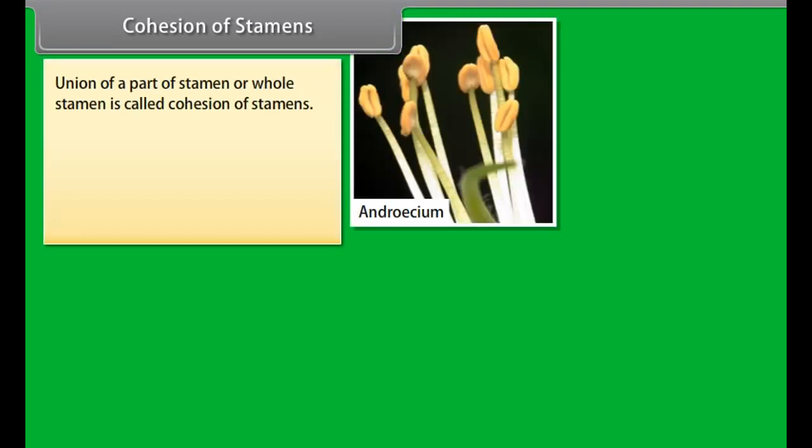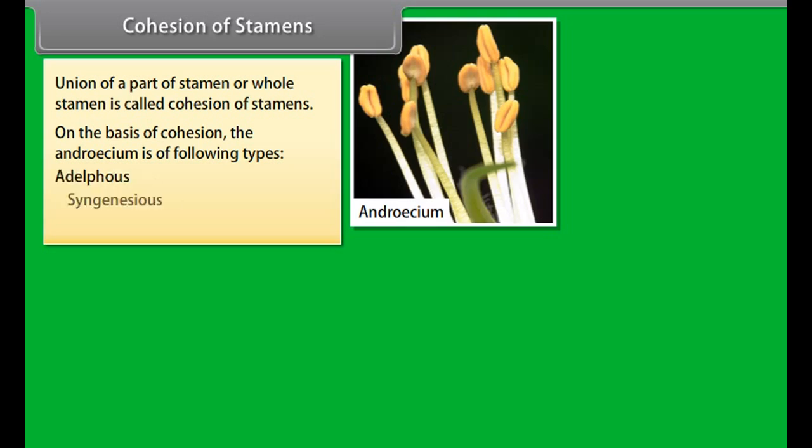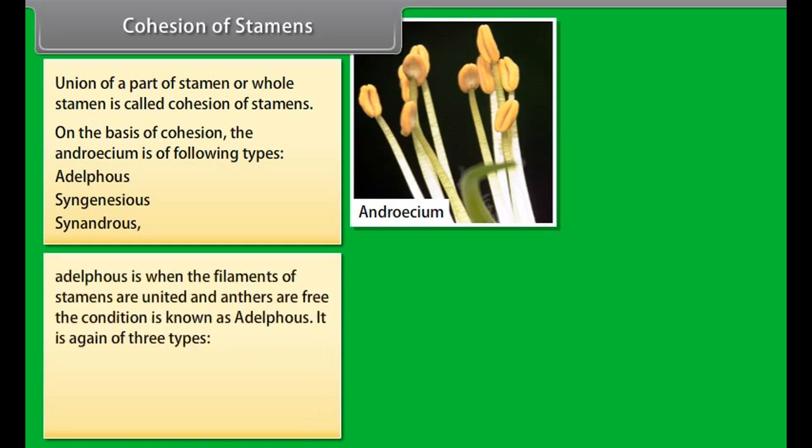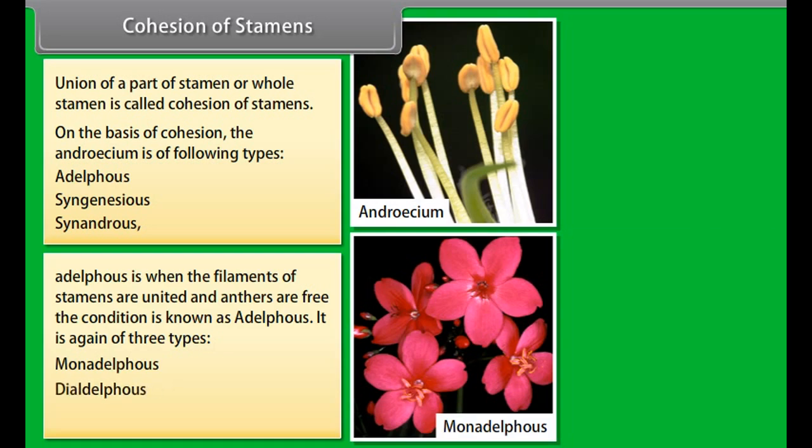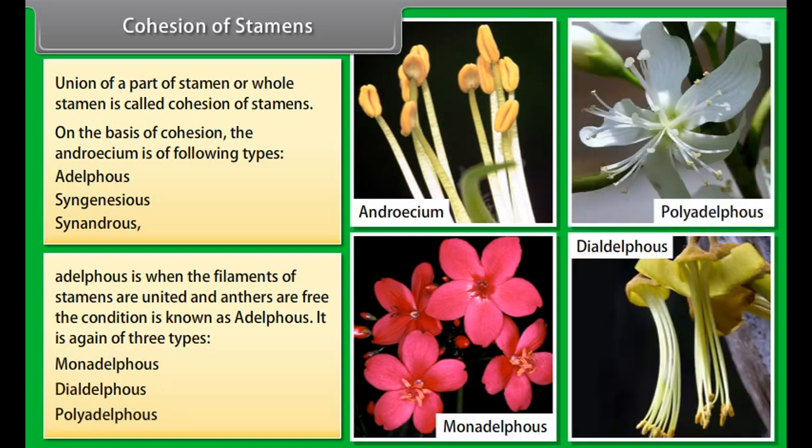Cohesion of stamens. Union of a part of a stamen or the whole stamen is called cohesion of stamens. On the basis of cohesion, the androecium is of the following types: adelphous, syngenesious, synandrous. Adelphous is when the filaments of stamens are united and the anthers are free. It is again of 3 types: monadelphous, diadelphous, polyadelphous.